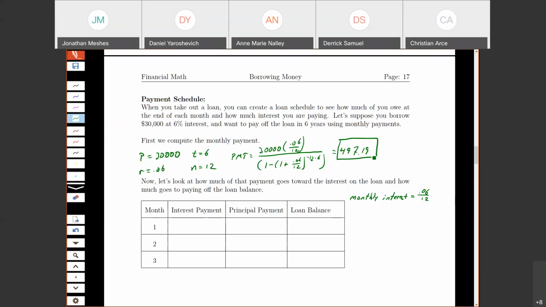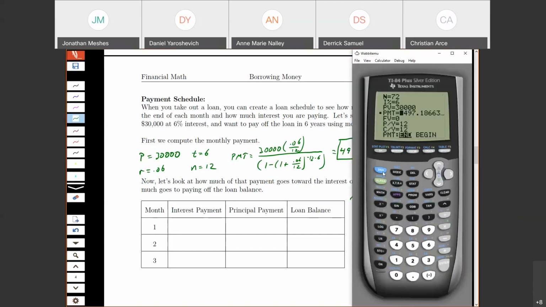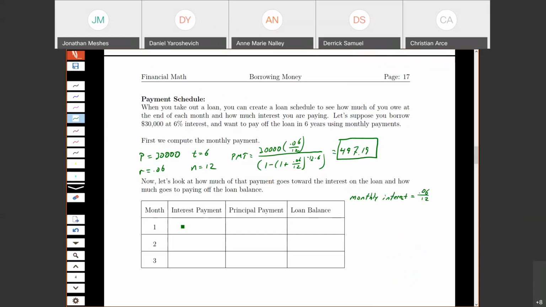For the first month, the amount of interest is going to be my $30,000 multiplied by 0.06 divided by 12. So I have $150 in interest. When I make a payment, $150 of that goes to pay off the interest. Since I paid $497.19, $150 goes to interest and the rest goes to my principal to pay off how much I owe.